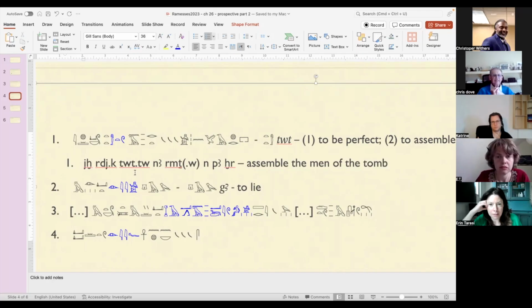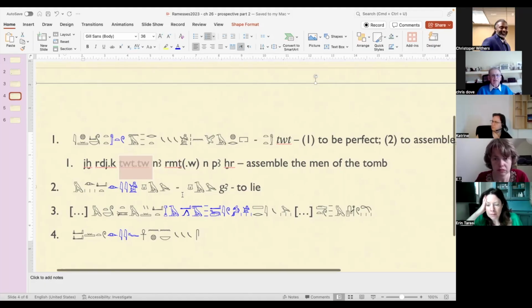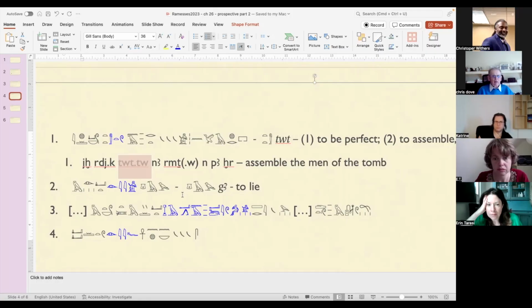Now, tut, let's talk about this a little bit. You're correct that the sense is assemble the men of the tomb, but if you take it literally, if tut is assemble, what is tutu? Assemble your, or assemble one? No, this is not a verb. Not quite. If it were tutef, for example, he assembles, right? Or may he assemble.